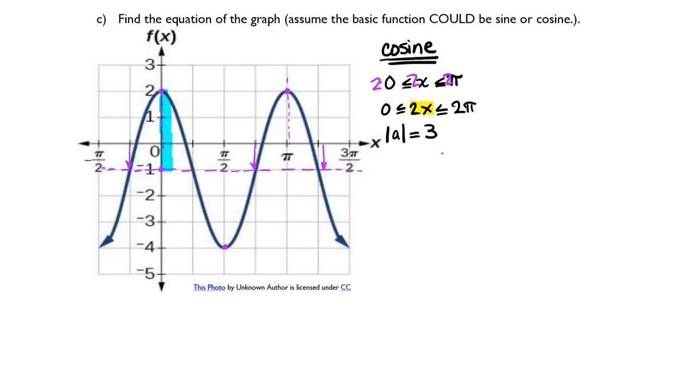So I can now write the equation of my cosine function. f of x equals 3 cosine of 2x minus 1, because I've shifted down 1 unit from the x-axis. Now, let's look at the sine function.